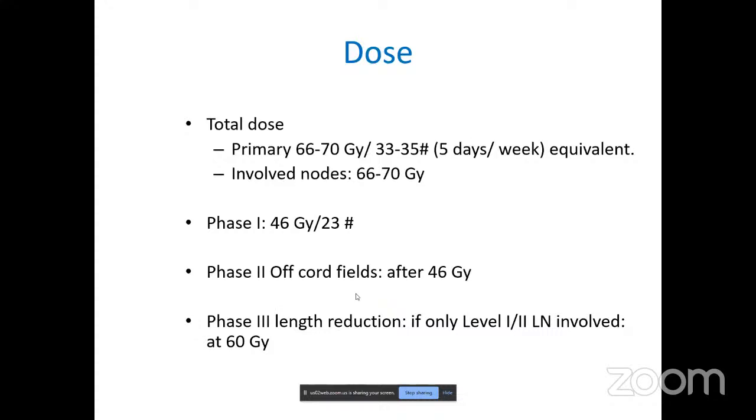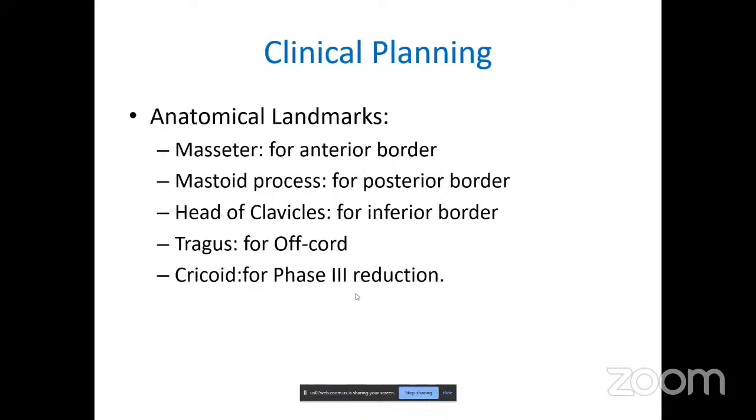Usually the total dose is given around 66 to 70 gray, 33 to 35 fractions in conventional fractionation, and to involved nodes again 66 to 70 gray. Phase 1, as I mentioned, we deliver around 46 gray, then go to phase 2 and phase 3 after 60 gray.